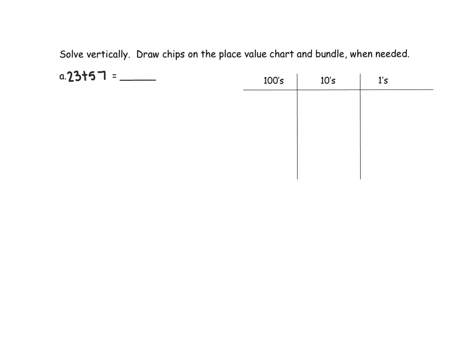If we look at this first problem, it says solve vertically. Draw chips on the place value chart and bundle when needed. We're going to start by putting 23 in our place value chart. We know that 23 is 2 tens and 3 ones. Next, let's put 57. We know that that is 5 tens and 7 ones.